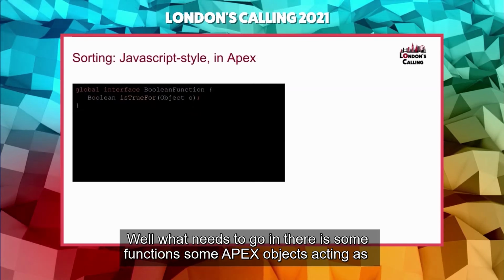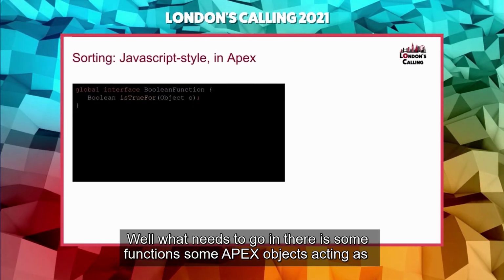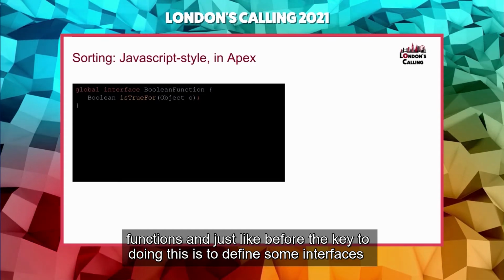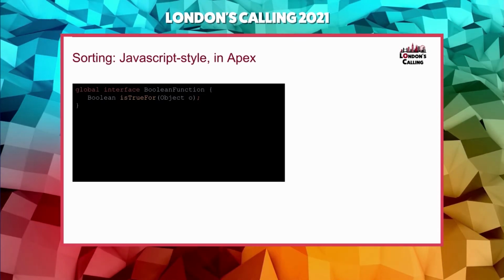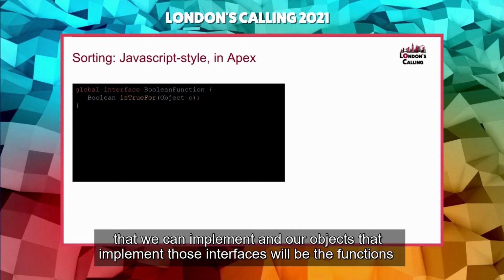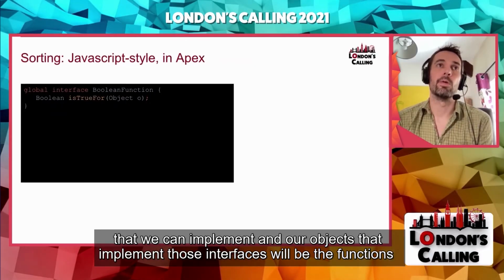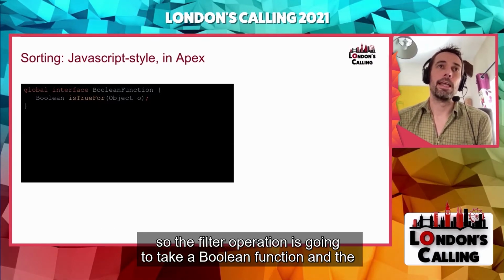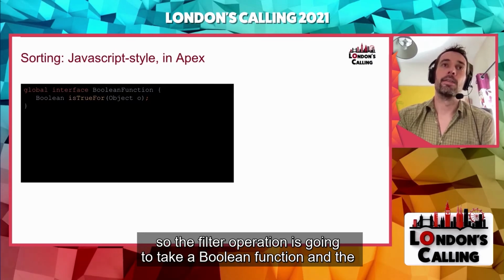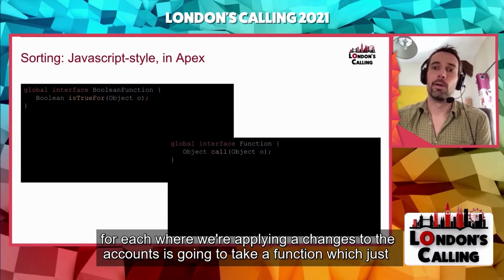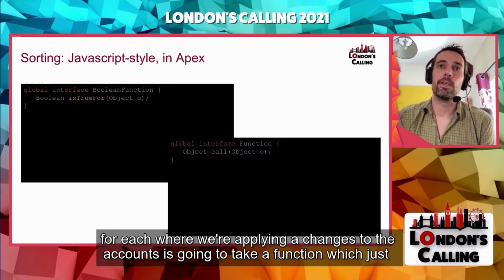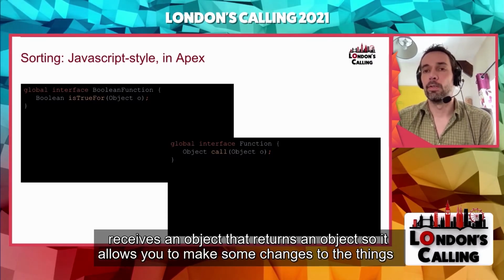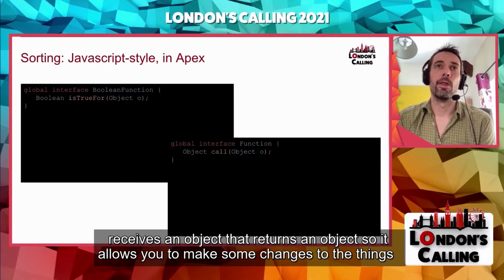Well, what needs to go in there is some functions, some Apex objects acting as functions. And just like before, the key to doing this is to define some interfaces that we can implement. And our objects that implement those interfaces will be the functions. So the filter operation is going to take a Boolean function, and the for each, where we're applying changes to the accounts, is going to take a function which just receives an object and returns an object. So it allows you to make some changes to the things as you go through.